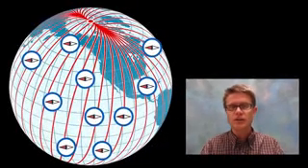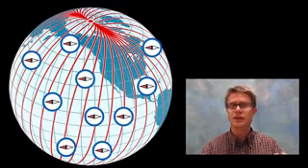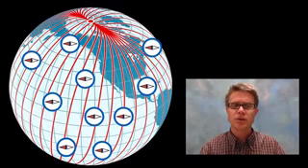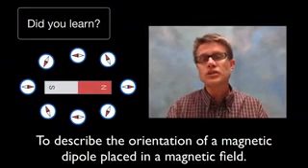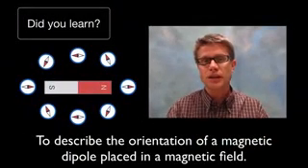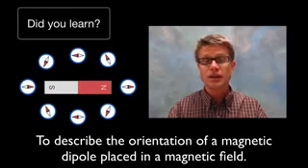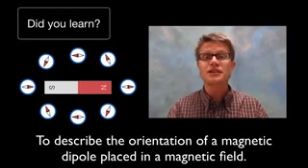And so if we were to take all of these compasses and put them on our planet and then instantly turn on the magnetic field, what are they going to do? They're all going to line up along those magnetic field lines. And so did you learn to describe the orientation of a magnetic dipole inside a magnetic field? Again, you just follow the field lines, and I hope that was helpful.